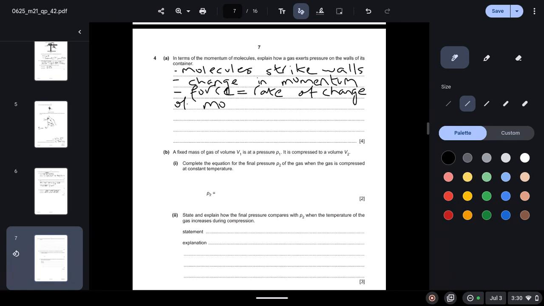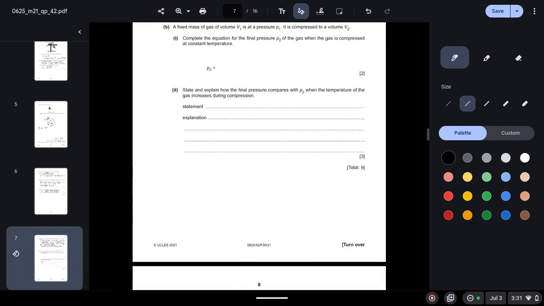So when there is a change in momentum, a force is exerted, and that force exerts a pressure, since pressure is force over area. So when there is a change in force, a pressure is exerted.